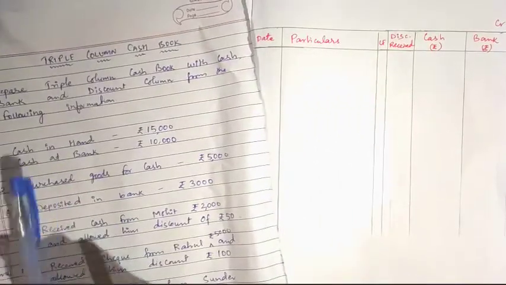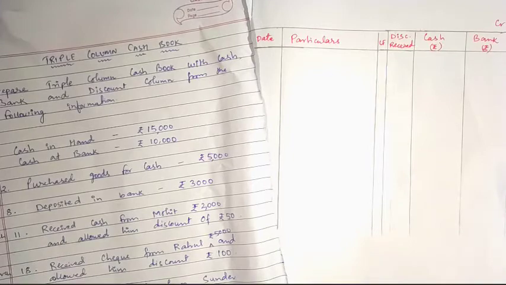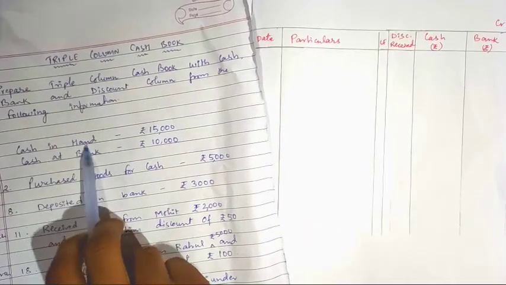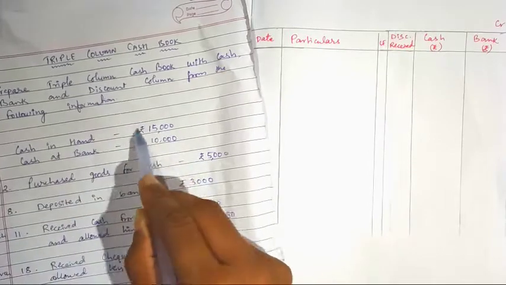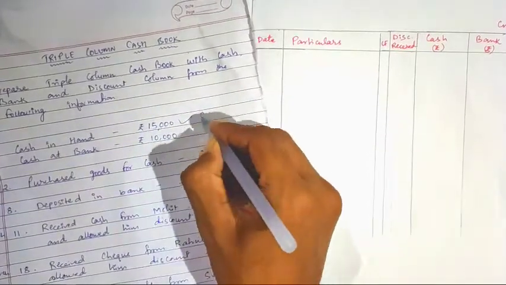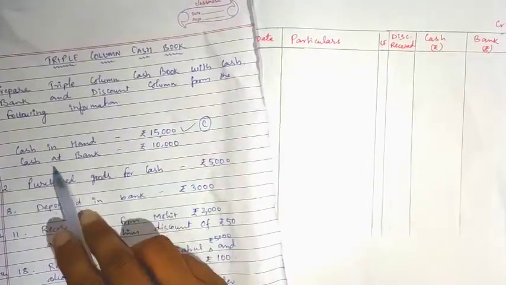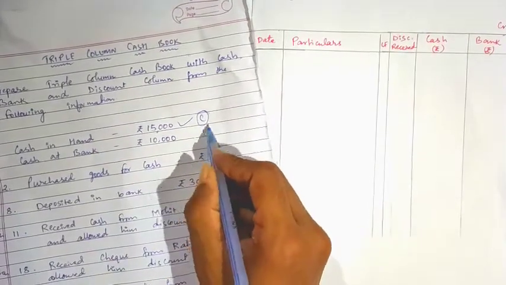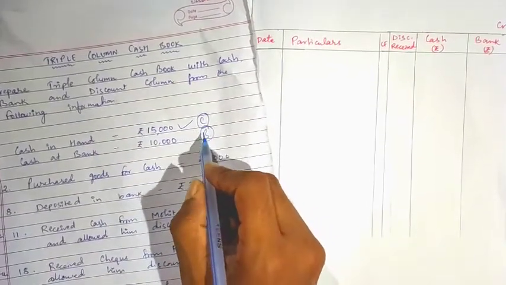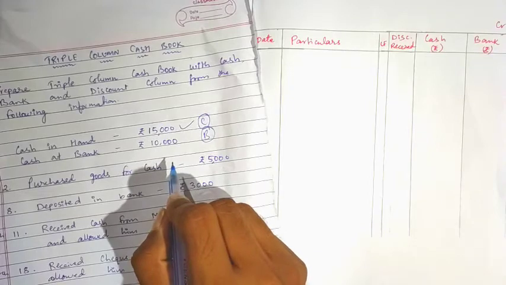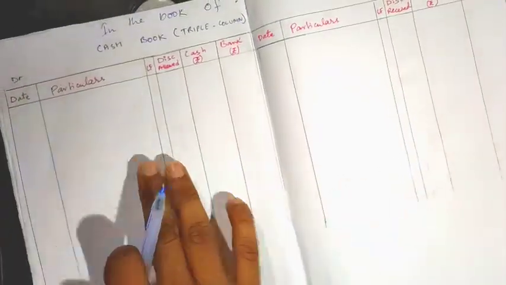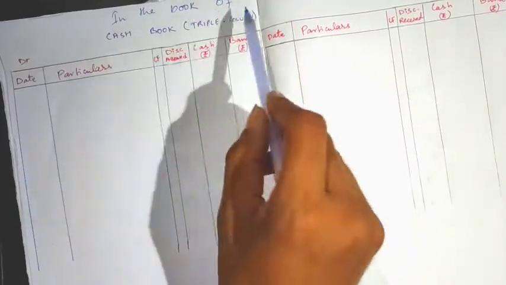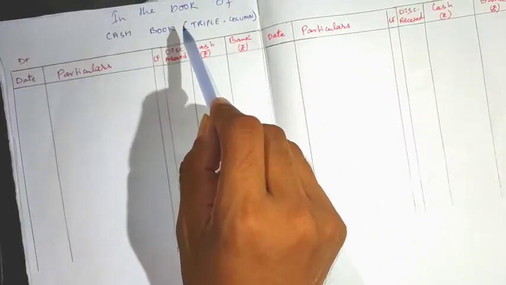So the first one is cash in hand. Cash in hand means opening balance of cash, and cash at bank is opening balance of bank. So as you all know, opening balance of cash book always starts from the debit side. So from the debit side what you will do, I think you all are familiar with the format, so I will not explain it again.